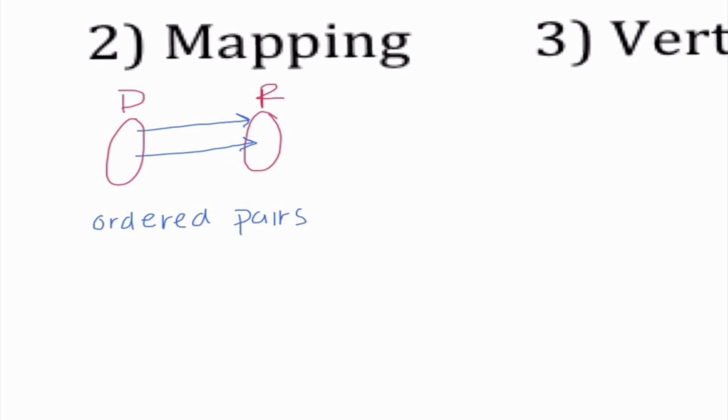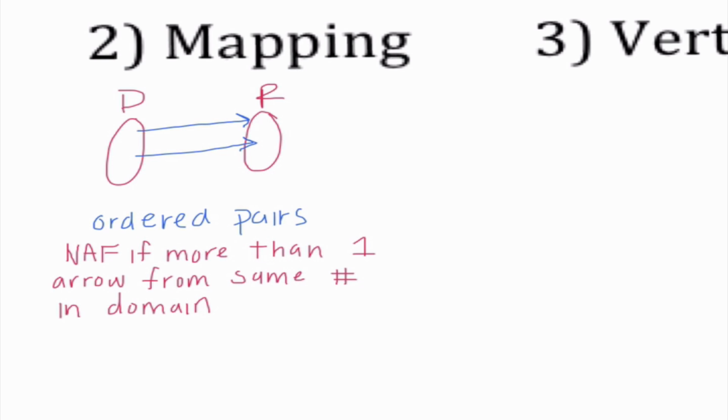Now, something is not a function if there is more than one arrow coming from the same number in the domain. And the reason being, this would tell me that a number in here is mapping to more than one output, so it's mapping to more than one y value. We know each x value can only have one y value.